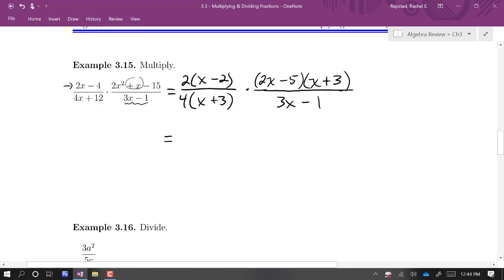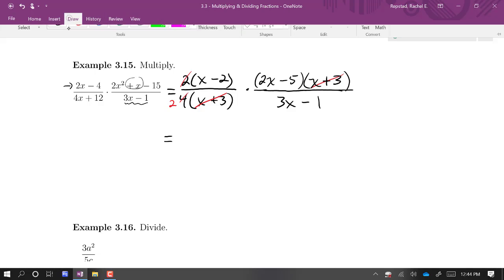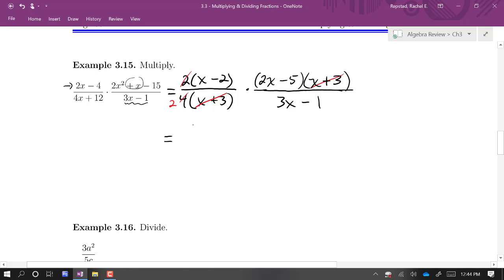So let's cancel x plus 3 with x plus 3. 2 goes into 4 twice. And that is as far as this goes. So what we're left with on top is x minus 2 times 2x minus 5. On the bottom, we have 2 times 3x minus 1.